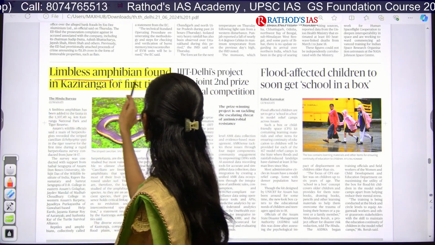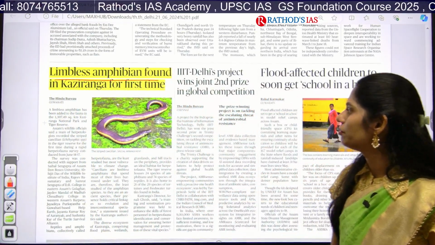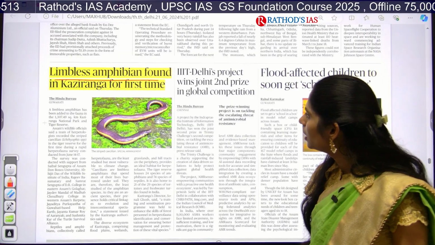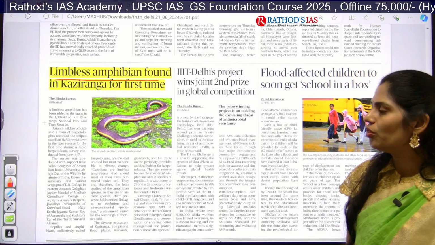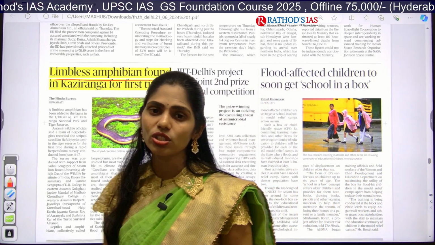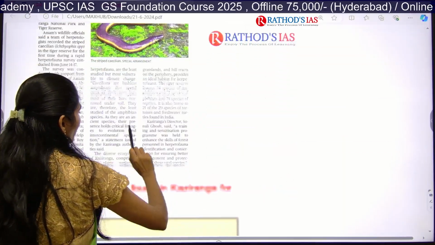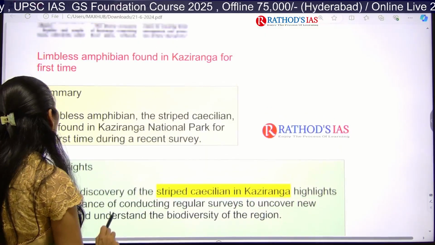And the next very important topic is: limbless amphibian found in Kaziranga for the first time. For the first time, this limbless amphibian has been found there. So here we have to focus on some important things. What is the summary of this article?